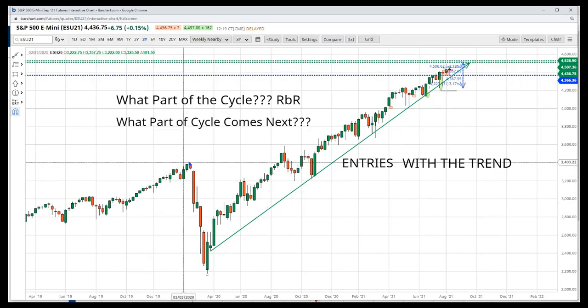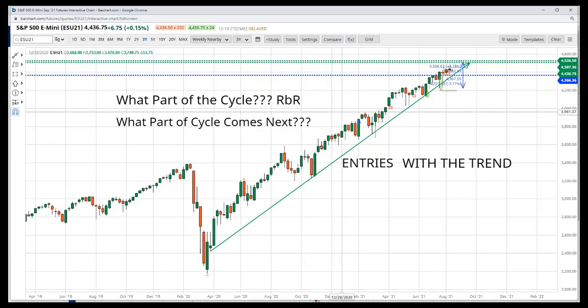Here's our rally-based drop, drop-based drop, drop-based rally, rally-based rally. And since then, what part of the cycle are we in this weekly time frame? Yeah, we're in rally-based rally mode. The market is still trending higher, right? A rally-based rally is an uptrend confirmation.